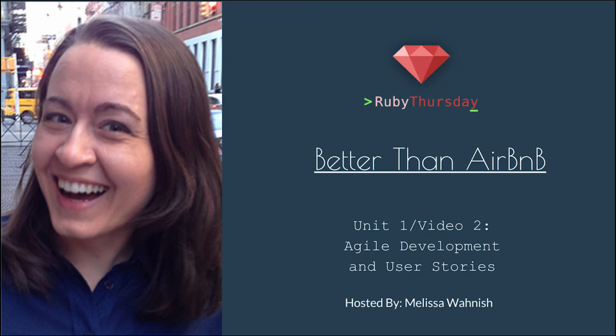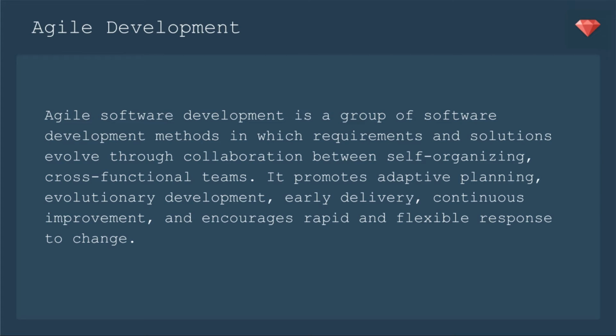Let's get started. Agile software development is a group of software development methods in which requirements and solutions evolve through collaboration between self-organizing cross-functional teams. It promotes adaptive planning, evolutionary development, early delivery, continuous improvement, and encourages rapid and flexible response to change.